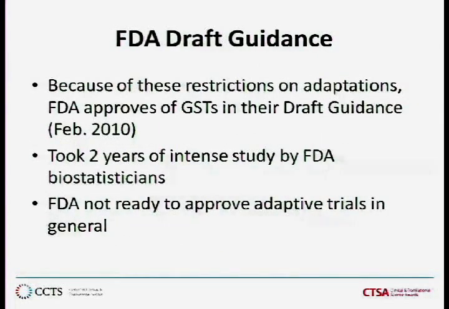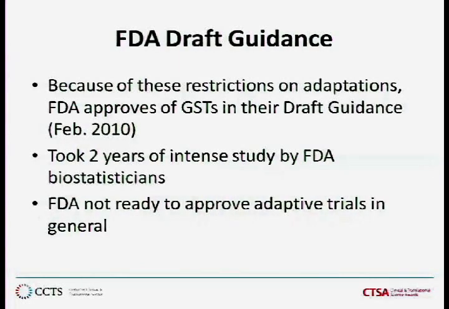So because of these restrictions on adaptation, the FDA has written a guidance on adaptive trials. It came out in February 2010. And they like group sequential trials that don't have all the possible adaptations I mentioned early on. Just these two of stopping for efficacy or futility with a fixed sample size.